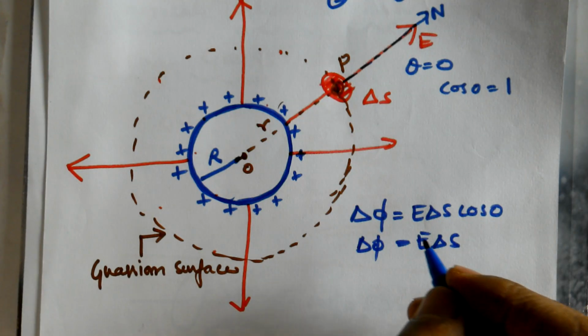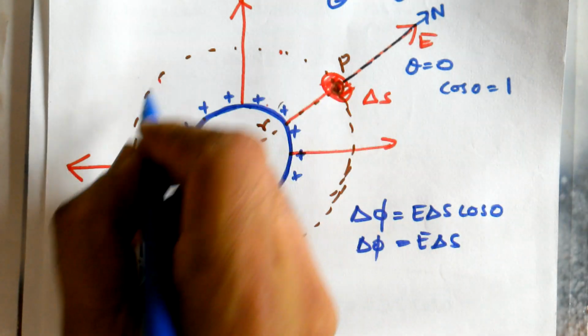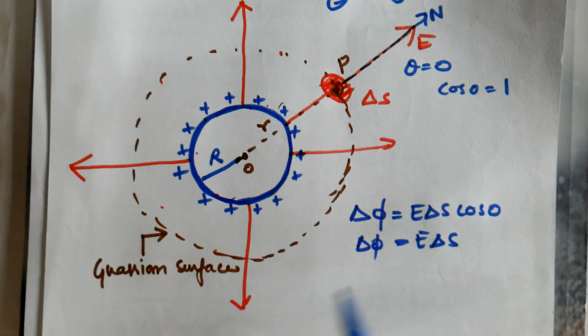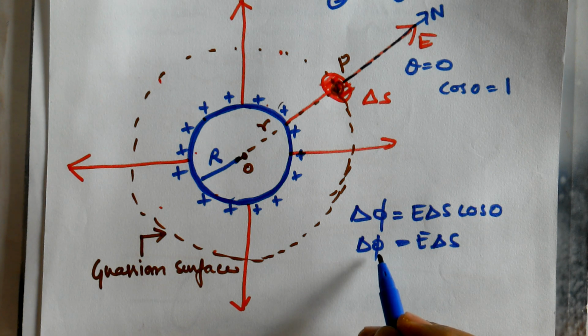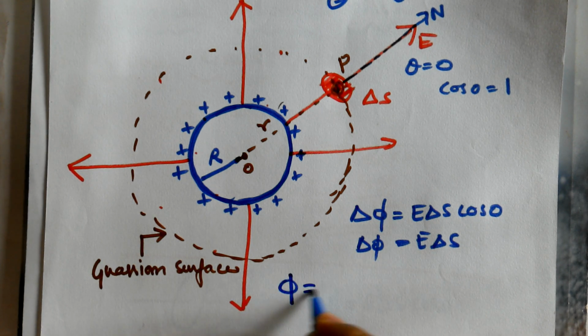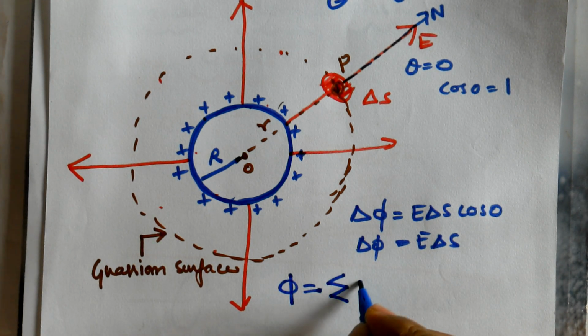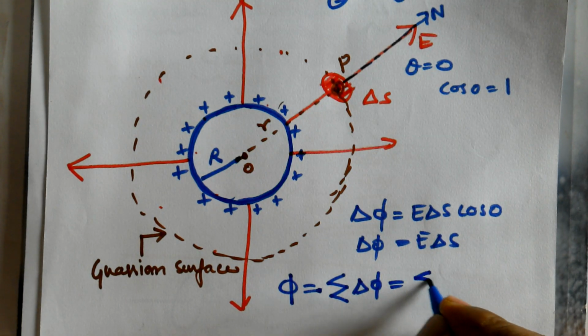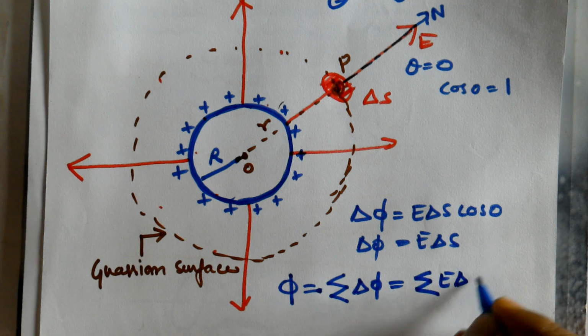Now if you want to find out the flux through the entire Gaussian surface, how many electric field lines are passing through the entire Gaussian surface? I have to go for the summation of this. So flux through the entire Gaussian surface is the summation of delta phi, that is equal to summation of E delta S.